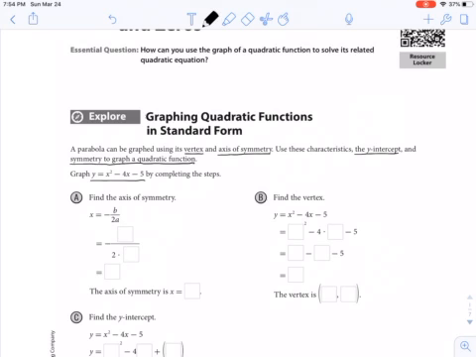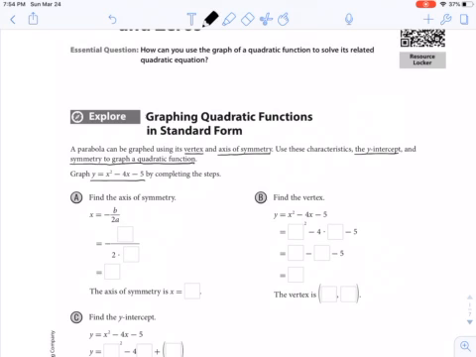All right, guys, we're going to look at 20.1, connecting intercepts and zeros. So we're actually starting off on page 937, and we will go until 939. So make sure that you have those pages. We're going to get started with the Explorer, so graphing quadratic functions in standard form.